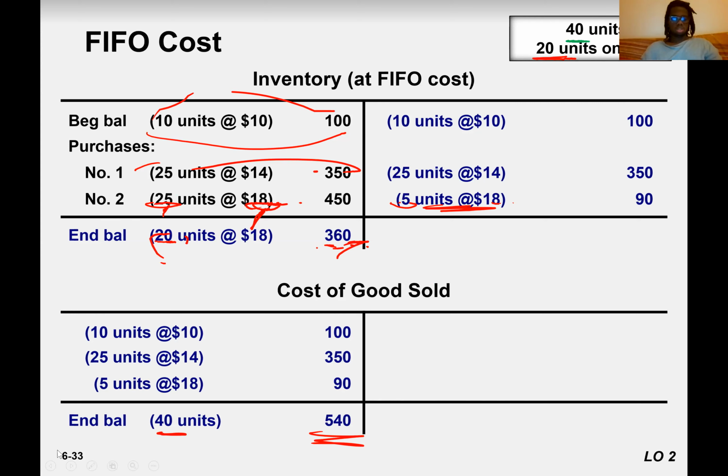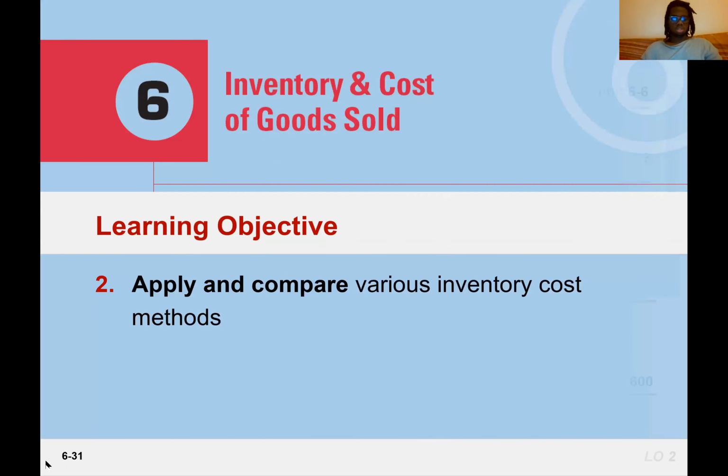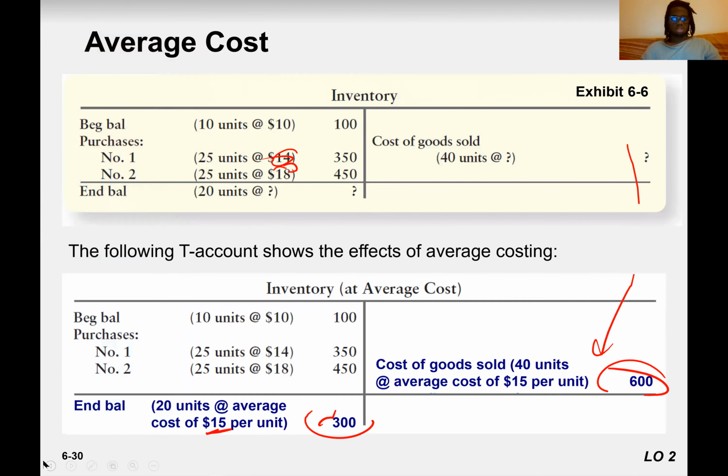So let's compare first in, first out with the average method. So remember, ending inventory is 360 and cost of goods sold is 540. Ending inventory is 360 and cost of goods sold is 540. So do you see clear differences in the costing method? We switch from average to FIFO and look at that. We still have 20 units in our store, yes. We still sold 40 units, yes, but the cost is different.